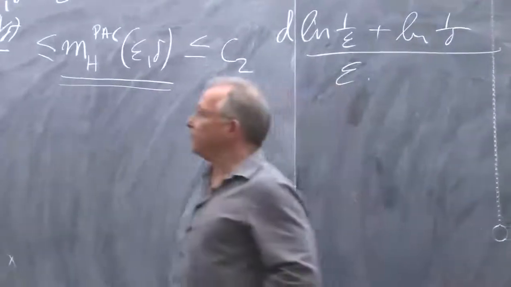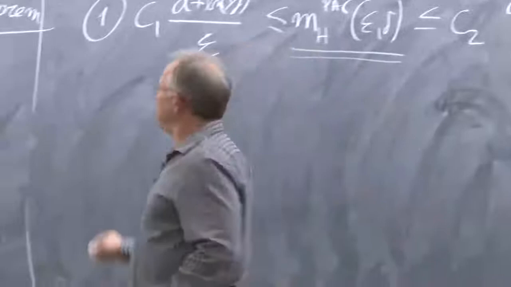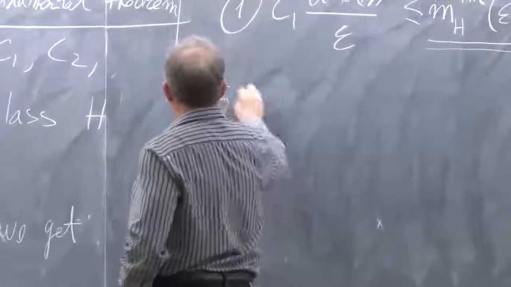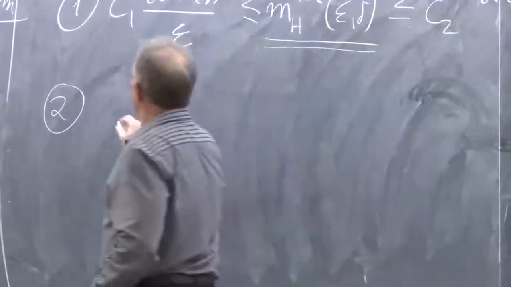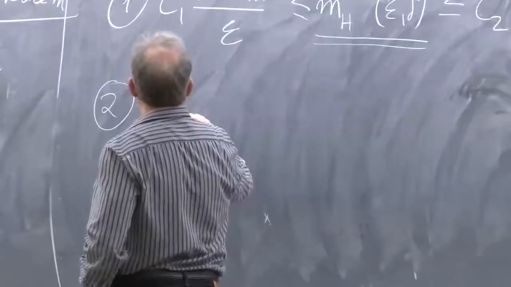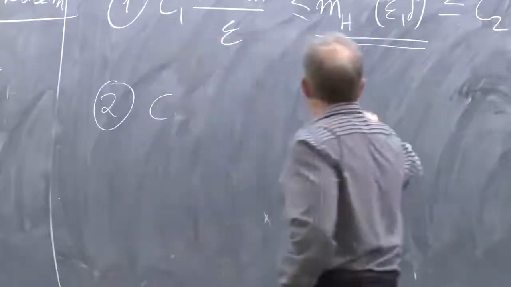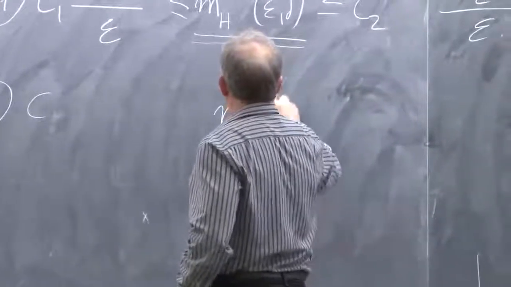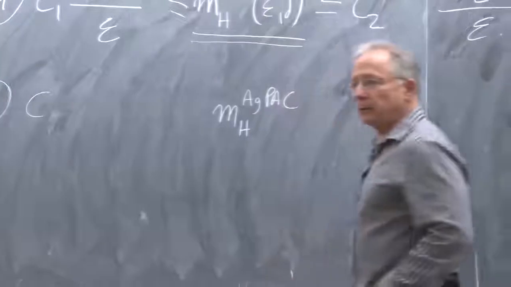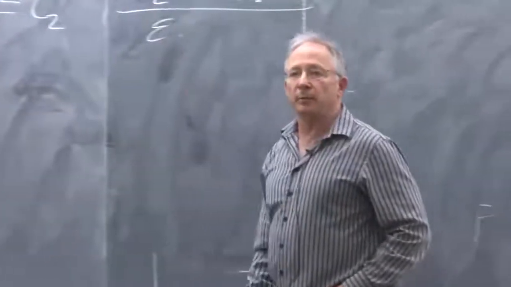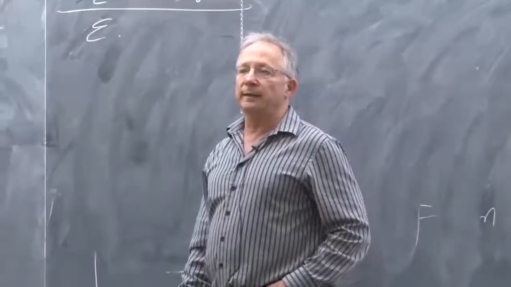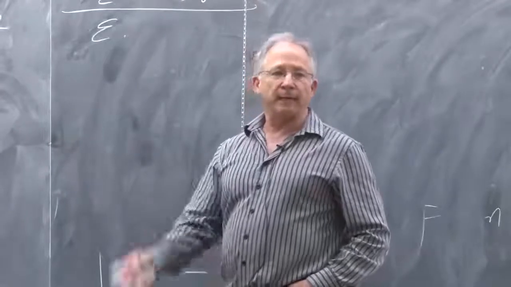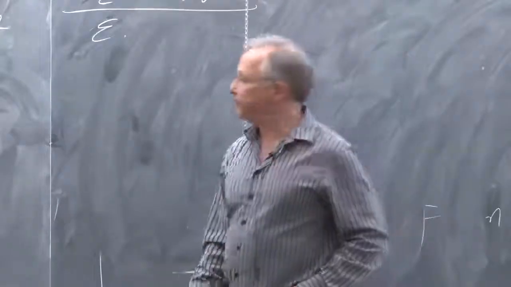And we have an even stronger theorem for the agnostic PAC learning. So now I'm going to look at MH of agnostic PAC. How many samples do I need to learn in the agnostic model, when I don't assume that the labeling comes from one of the functions in the class?